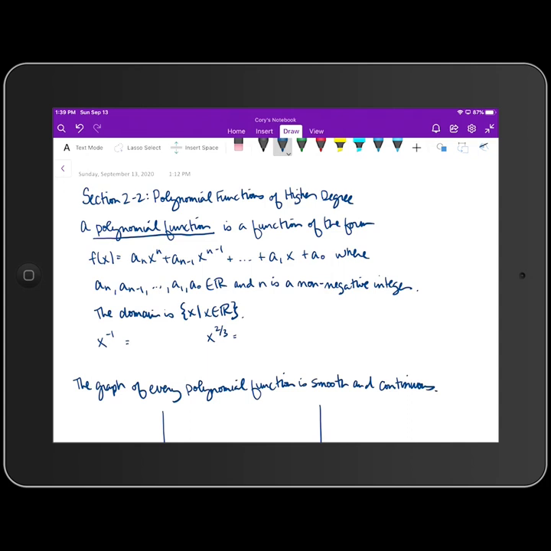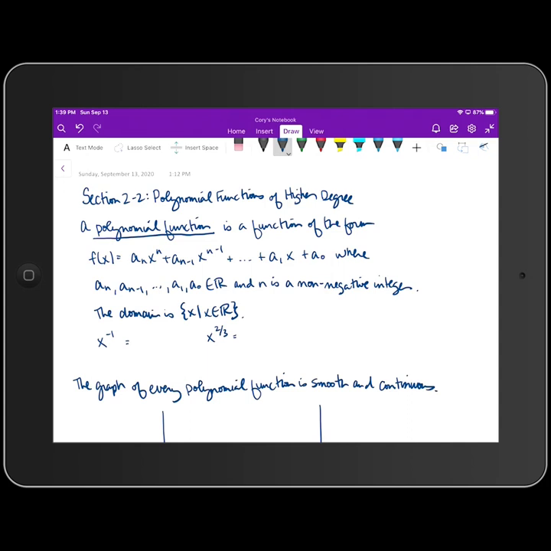So it's going to be a function of the form f of x equal to a sub n times x raised to the n power plus a sub n minus 1 times x raised to the n minus 1 power plus all the way out to a sub 1 times x plus a sub 0, where all of those a values, so a sub n minus 1, all the way out to a sub 1 and a sub 0, those are just real number coefficients. And your exponents n have to be non-negative integers.